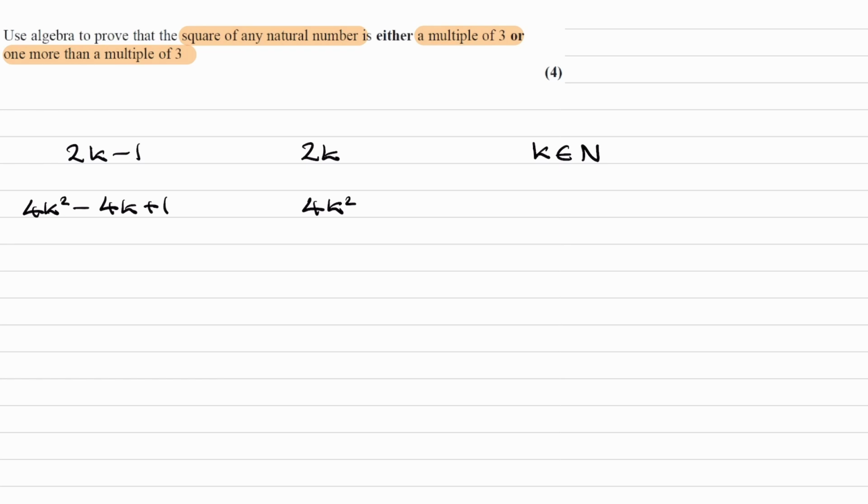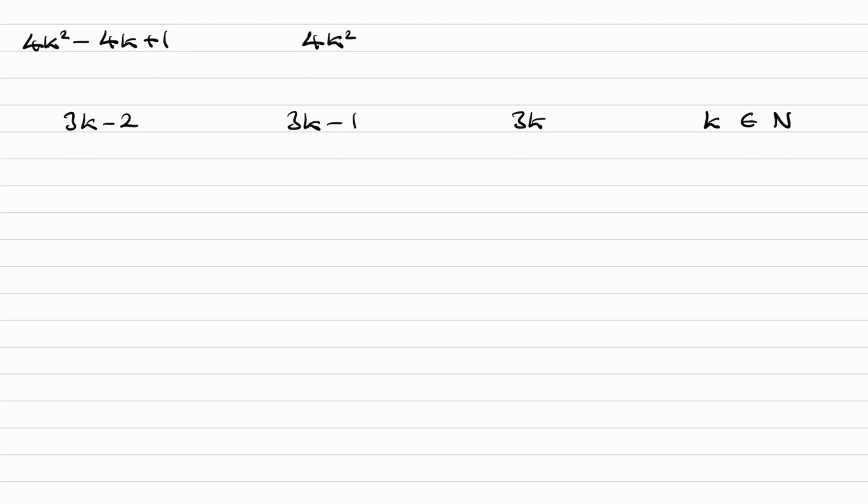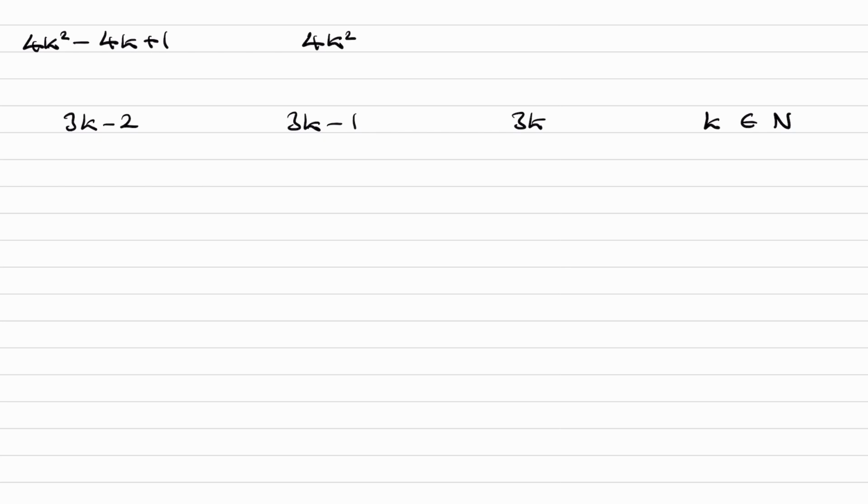What I mean by that is, consider 3k minus 2, 3k minus 1, and 3k. Again, this is a way of representing all positive integers. So if k were 1, this would be 1, this would be 2, this would be 3. If k were 2, this would be 4, this 5, this 6, and so on. So we can represent all natural numbers in this manner. If we were to square what we had here, then we would end up with multiples of 3 coming out in our expression. So let's look at this one first, 3k minus 2.